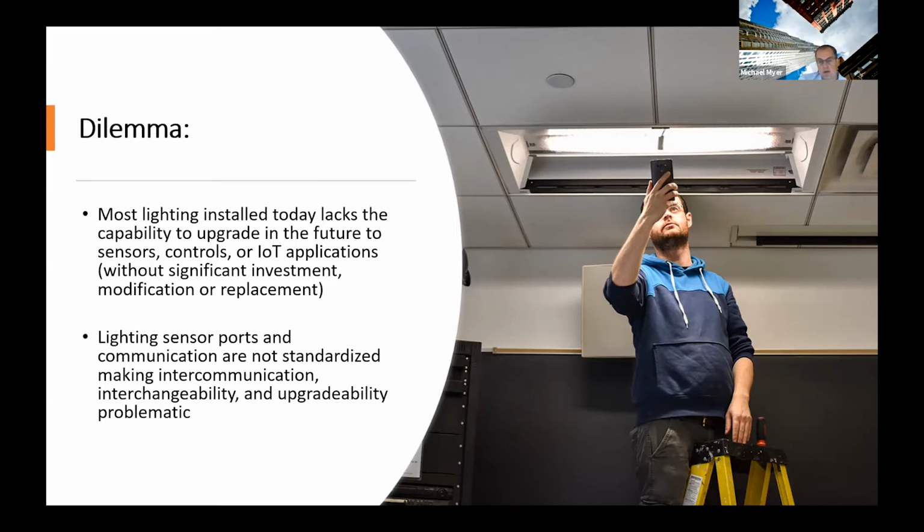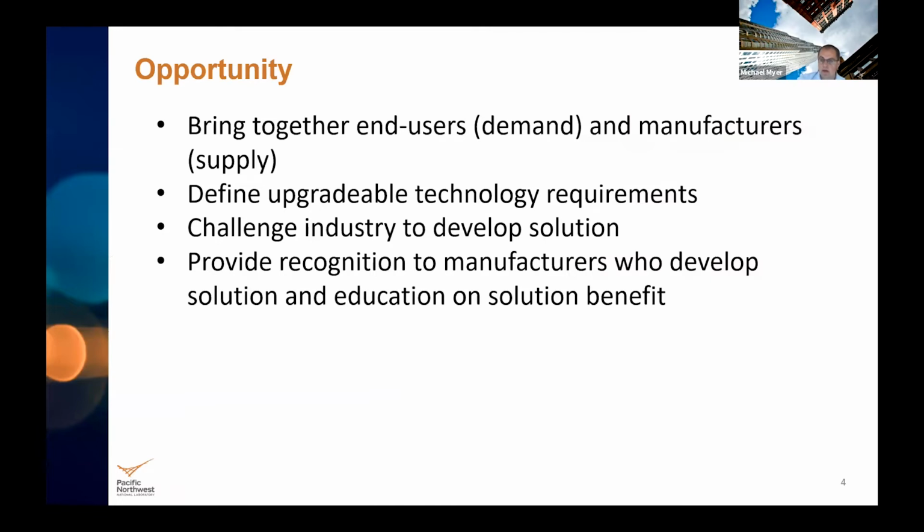So the issues we're trying to address with the challenge are, one, it's hard to upgrade light fixtures after they've been installed. And two, part of that upgrade challenge is a lack of standardization in the communication inside the fixture, and a lack of standardization in how that sensor actually fits in the light fixture. So that's where the opportunity is.